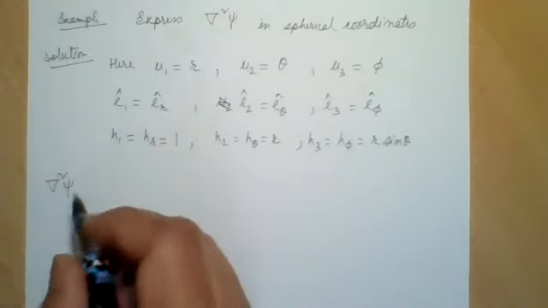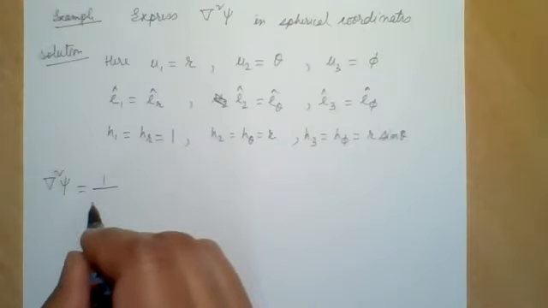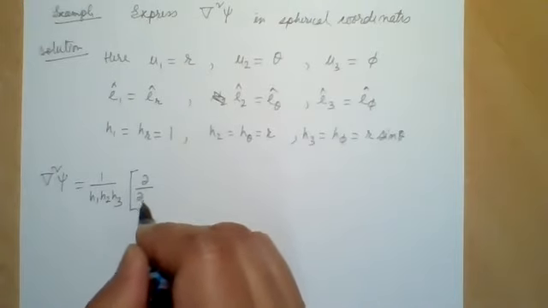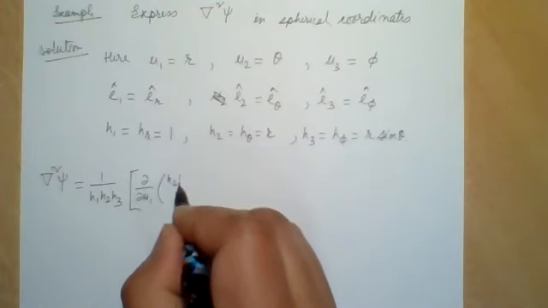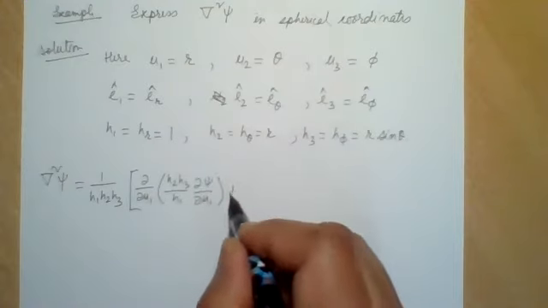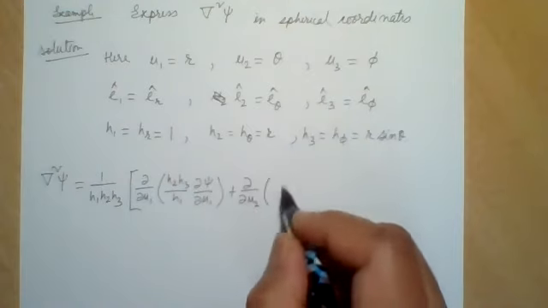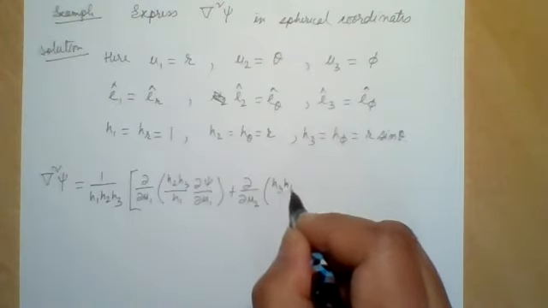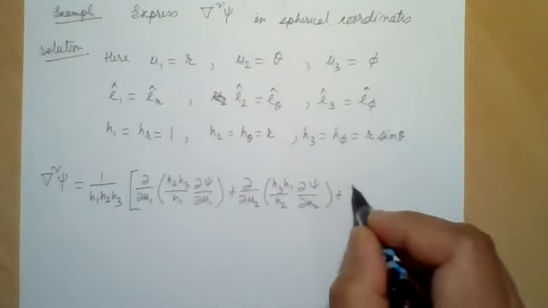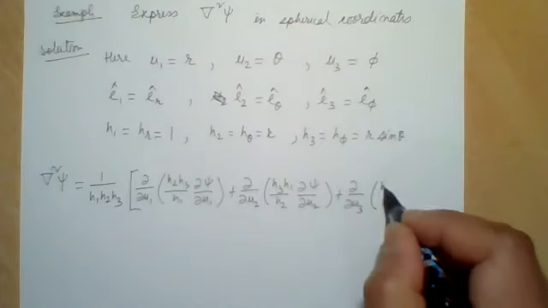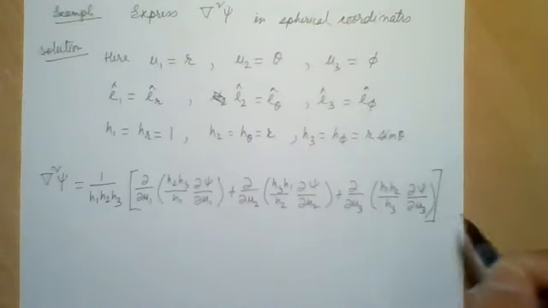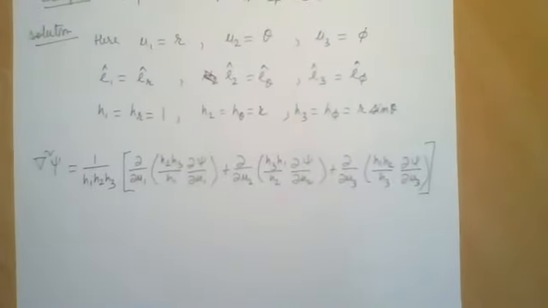Laplacian of psi, we have the formula: 1 by H1 H2 H3, dou by dou U1, H2 H3 by H1 dou psi by dou U1, plus dou by dou U2, H3 H1 divided by H2 dou psi by dou U2, plus dou by dou U3, H1 H2 by H3 dou psi by dou U3. This is the expression for Laplacian of psi.